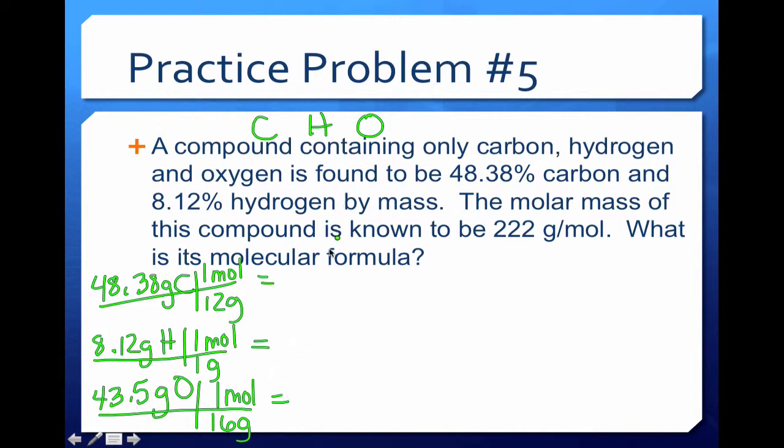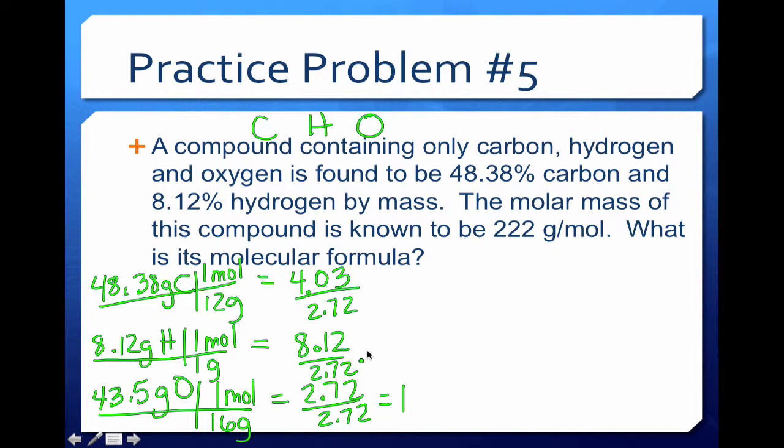And when I do those, I get the answers of 4.03, 8.12, and 2.72. So the smallest of those is 2.72, and that's what I'm going to then divide each of those answers by. This bottom one, since it's divided by itself, is going to be 1. 8.12 divided by 2.72 is very close to 3. And this top one comes out at about 1.48, 1.49, depending on how you punch it in. But I want to round that to 1.5 because that is a lot easier to multiply to a whole number instead of trying to figure out what you do with 1.48.